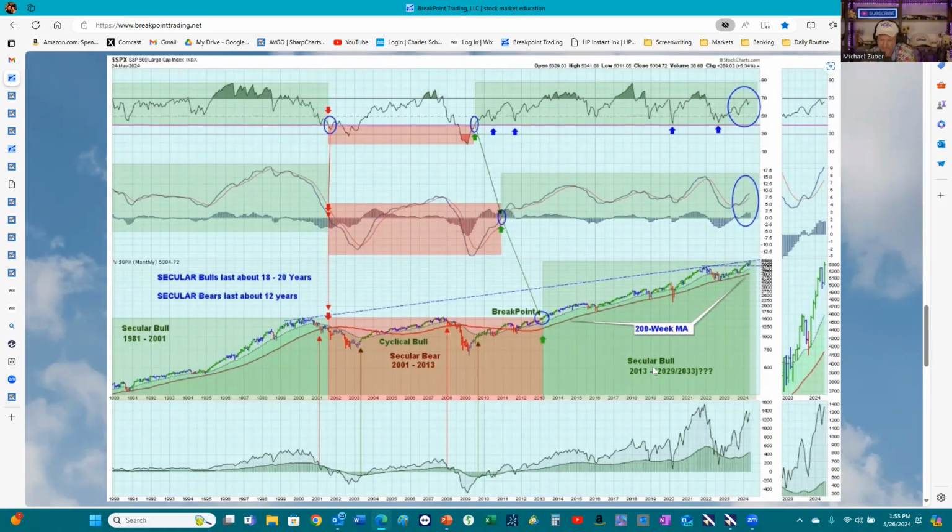Yep. So secular bulls typically last about 18 to 20 years. Secular bears last about 12 years. This has been true going back 100 years. So the last secular bear market we had after the dot-com bust, the market went down.